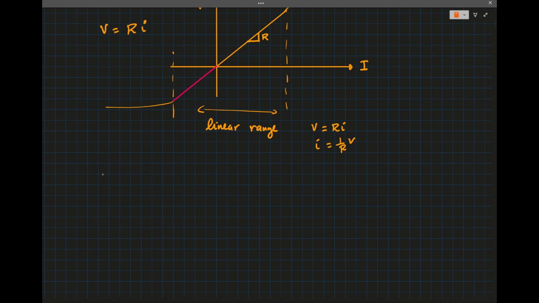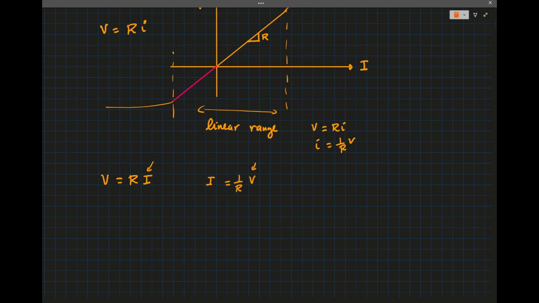So let's do an example. What I'm saying is that when you're given the current and the resistance value, then you can find the voltage. And given the voltage and the resistance value, we can use that to calculate the current.